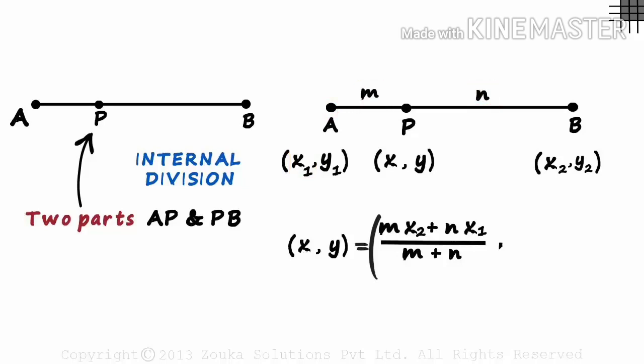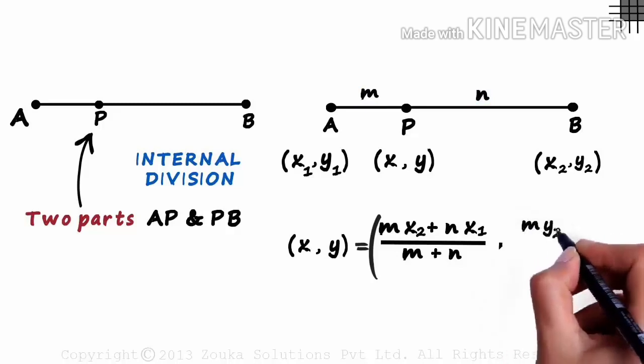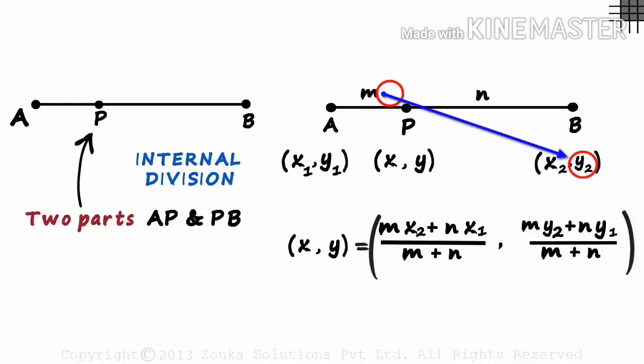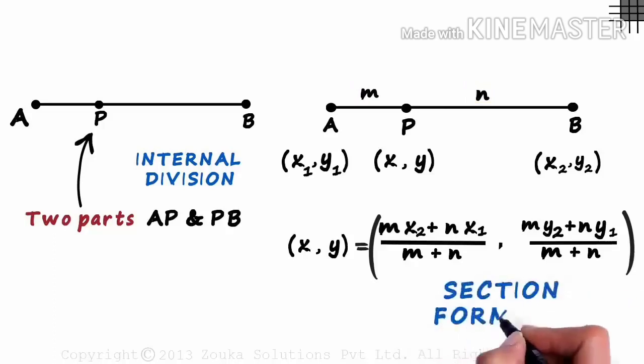Similarly, the y coordinate will equal m multiplied by y2, the y coordinate of this point, plus n multiplied by y1, the y coordinate of this point. And just as we did for the x coordinate, we divide the whole thing by the sum of m and n. We go cross out here, this multiplied by this plus this multiplied by this divided by the sum of m and n. This is called the section formula for internal division.